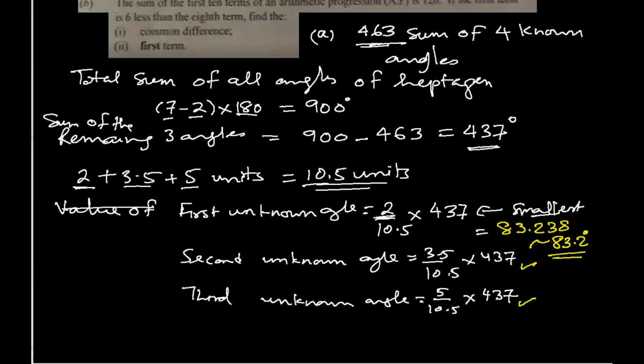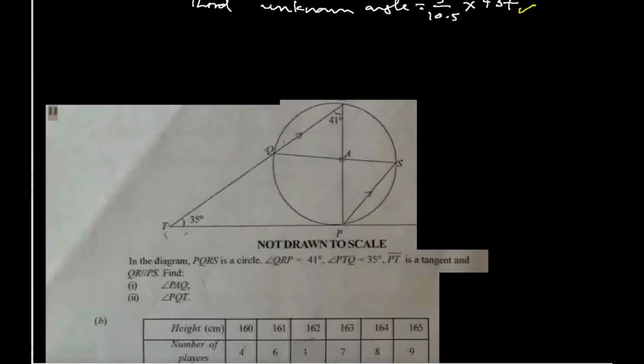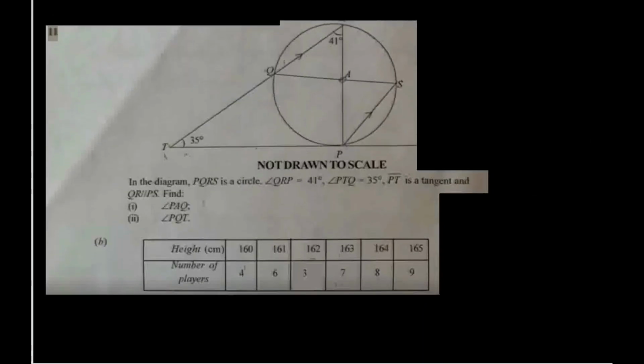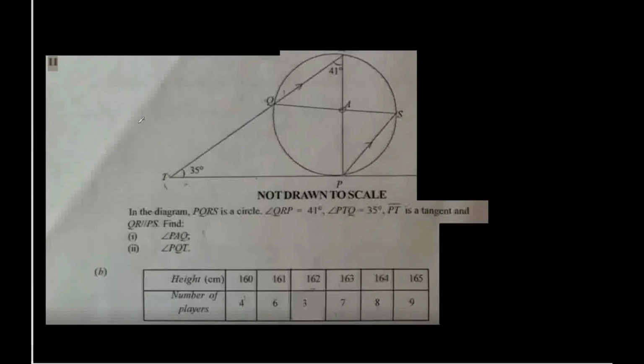Let's see what is number 11. Question number 11 is about a circle. The diagram PQRS is a circle. Angle QRP is 41 degrees, and angle PTQ is 35 degrees. PT is a tangent, and QR is parallel to PS. They have indicated that here also.